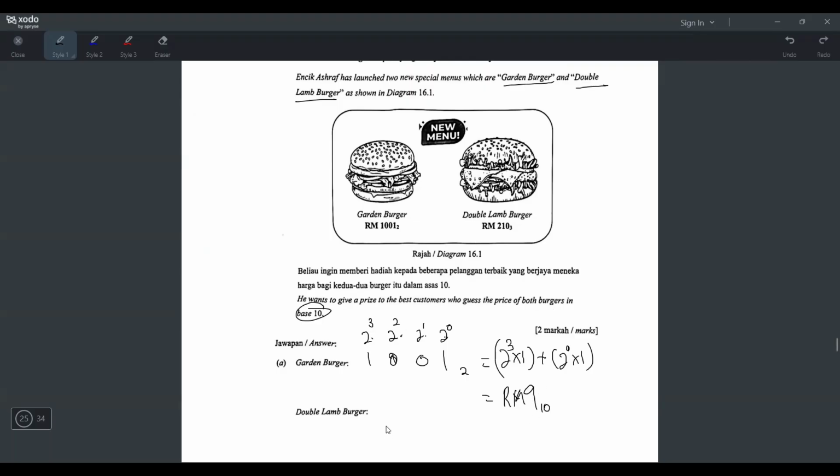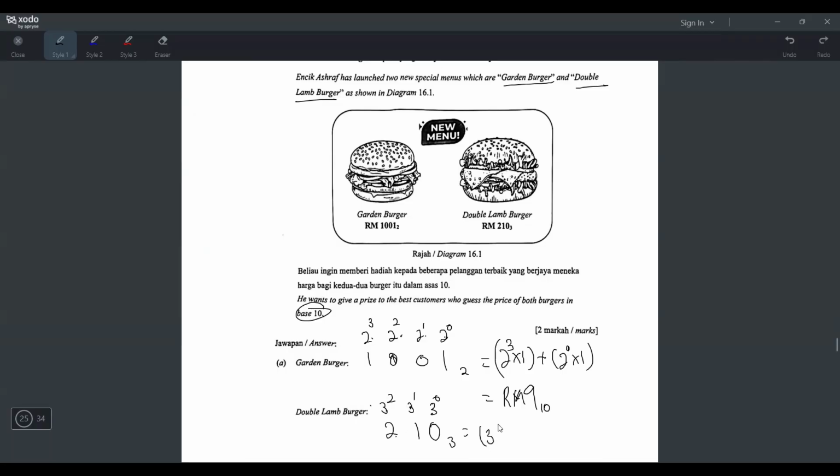For double lamb burger, 210 base 3. So this is base 3. How to convert to base 10? Same lah. You will also use the times method, the multiply method. But you have to write down the place value before, then only you times. For base 3, the place value is 3 power 0, 3 power 1, 3 power 2. Always start with power 0. So you will times top and bottom.